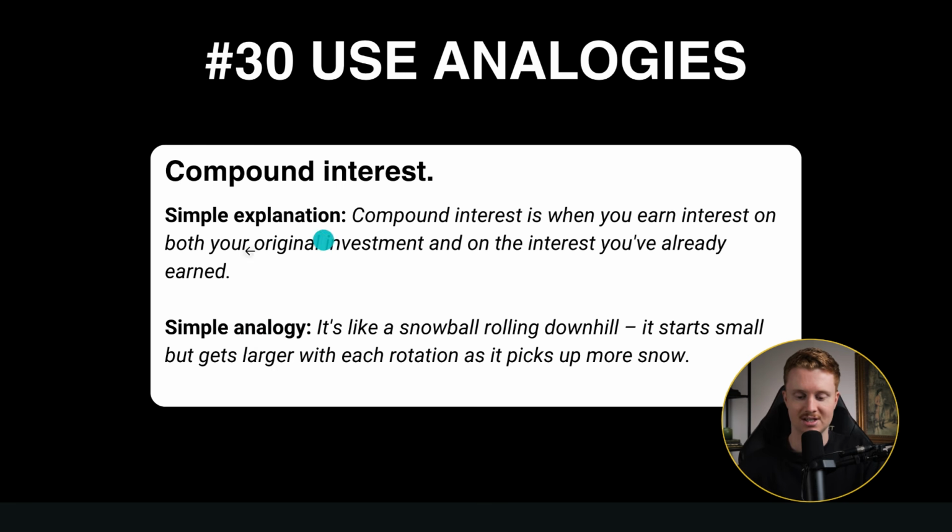So let me just read this example and hopefully everything should make sense. So let's say the topic is compound interest. The simple explanation is compound interest is when you earn interest on both your original investment and on the interest you've already earned. And then the simple analogy is it's like a snowball rolling down the hill. It starts small but gets larger with each rotation as it picks up more snow. So compound interest, kind of a complex topic, but by relating it to a snowball rolling down a hill, which is obviously something super easy to understand, it helps just to clear up what I'm trying to explain, or what I mean when I'm talking about compound interest.